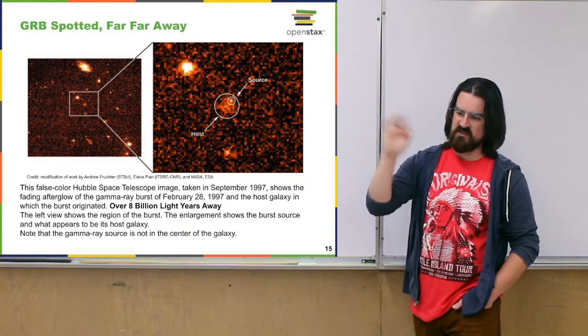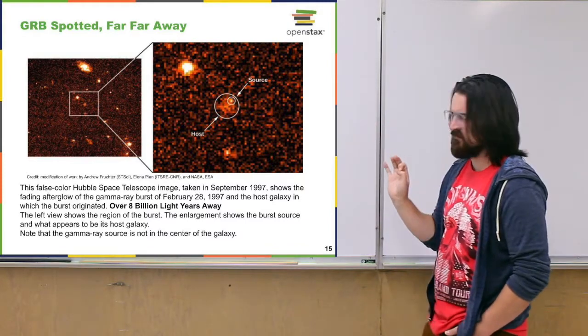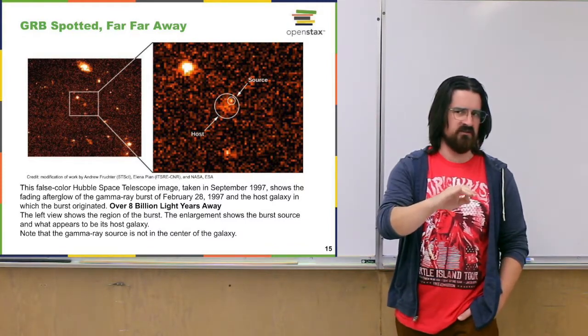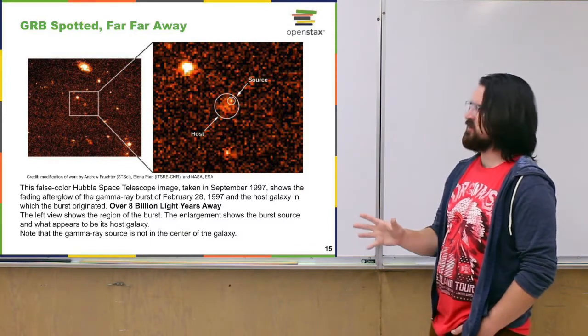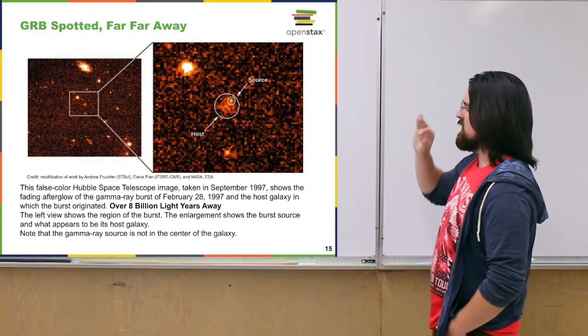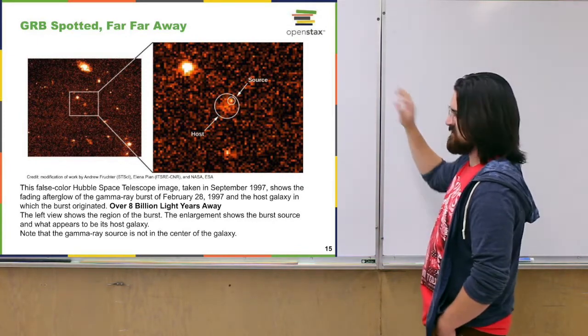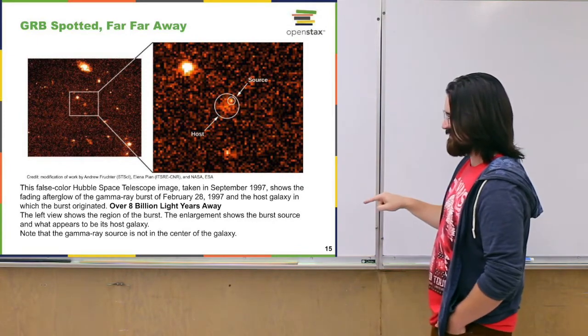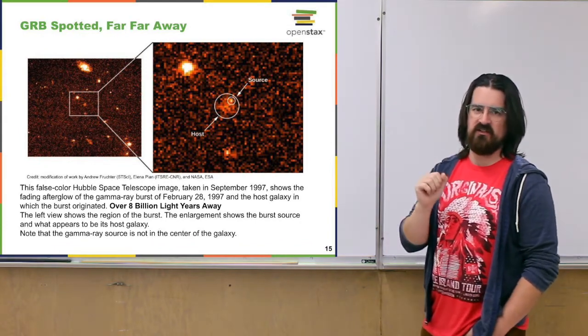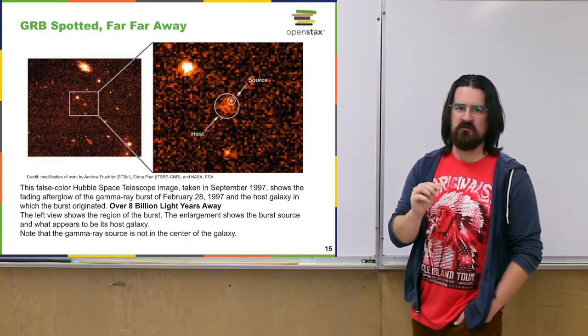And using some other techniques that I don't think we talked about yet, but we'll talk about later, I'm talking about large-scale things in the universe, but we can calculate roughly the distance that galaxy is away from us. Turns out, it's about 8 billion light years away. That's starting to get pretty darn far.